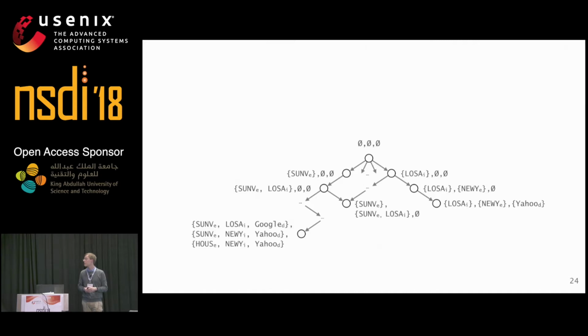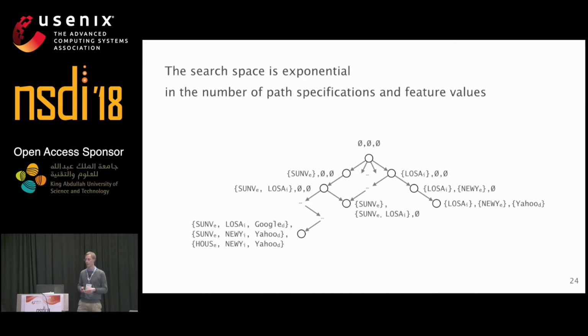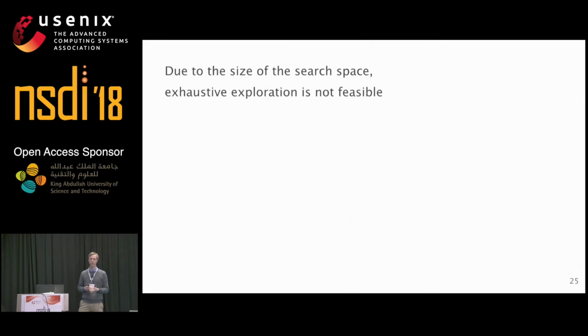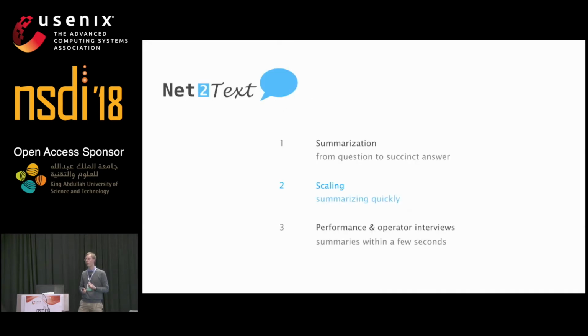And as you can imagine, the search space is quite big. It's exponential both in the number of path specifications and in the total number of feature values. And due to the size of the search space, exhaustive exploration is not feasible. So we phrased the summarization problem as an ILP, and we quickly realized that it doesn't scale. If you're interested in this, you can find it in the appendix of the paper. And this is why we had to come up with optimizations to make this problem scale.